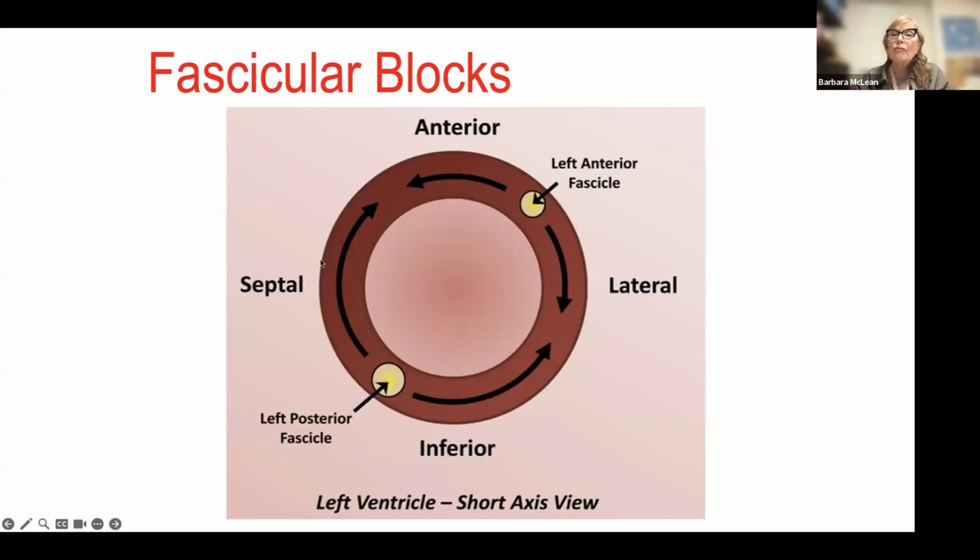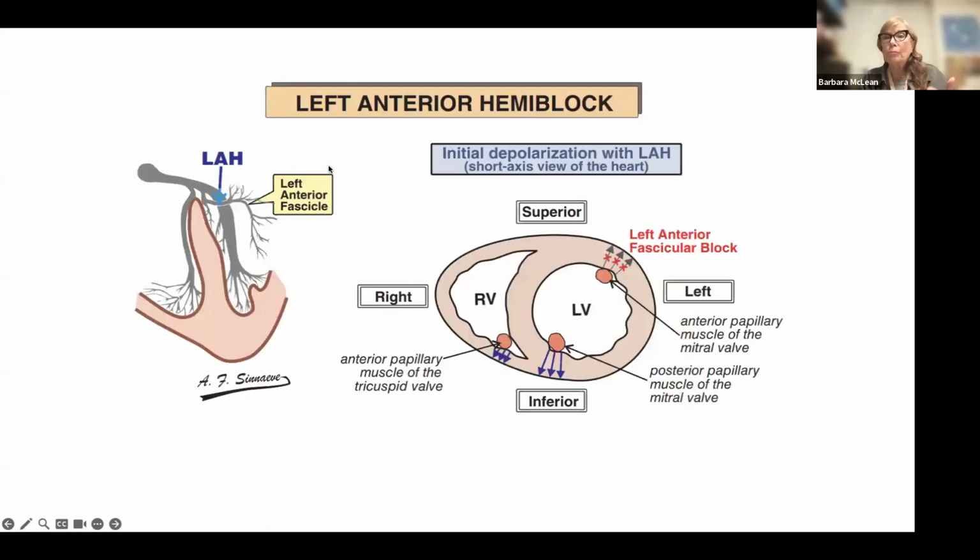If I have an anterior fascicular block, what I'm going to actually visualize is posterior activation, which is first approaching the anterior chest. So my anterior leads, and that would be really my left side leads, so 1 and aVL, are going to have a little R wave. And then they're going to have a deep S wave. So it's going to be a very important perspective.